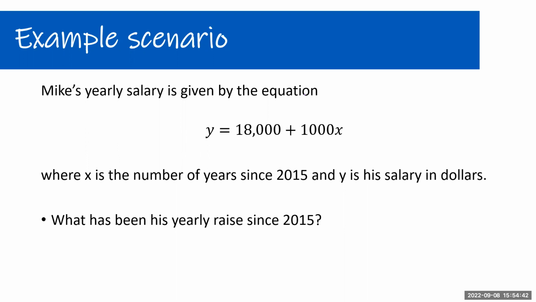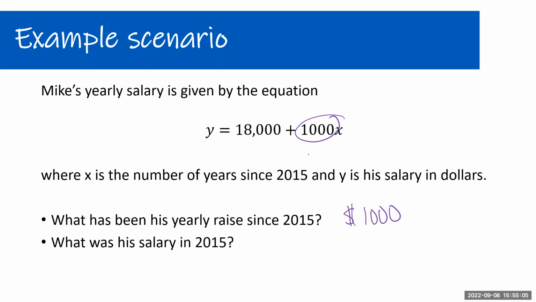In other words, how much has his salary gone up per year? Well, that's going to be your slope. That's going to be that $1,000. Every year it goes up. It starts at 18,000 and the first year goes up 1,000, the next year goes up another 1,000 for a total of 2,000 and so on.